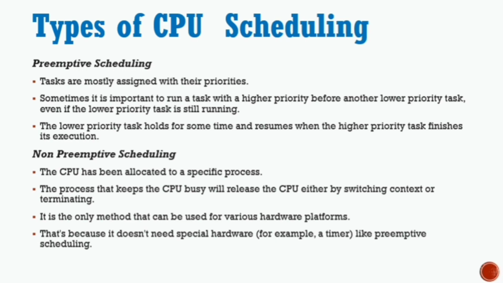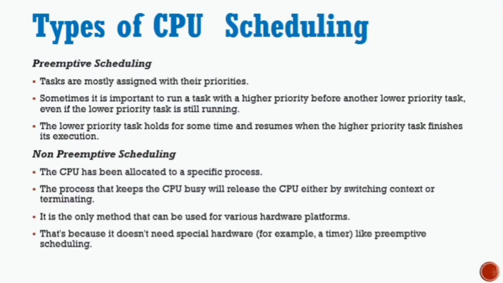In non-preemptive scheduling, the CPU will be allocated to one specific process, and this process will keep the CPU busy. Until and unless that process has finished, the CPU will not be able to deviate into any other process, unless it is a context switch or a normal termination.